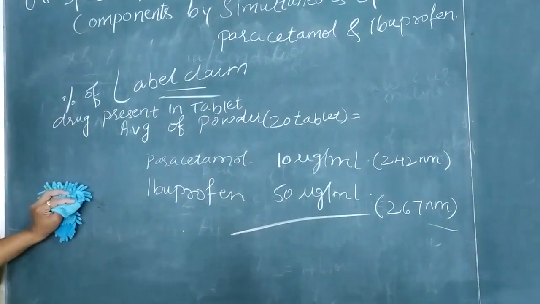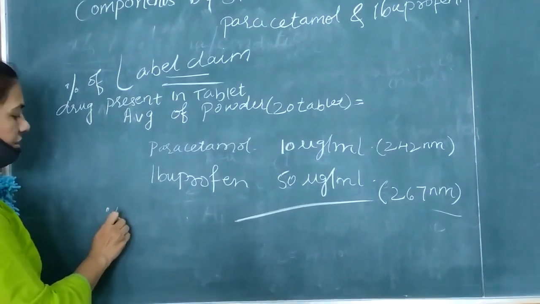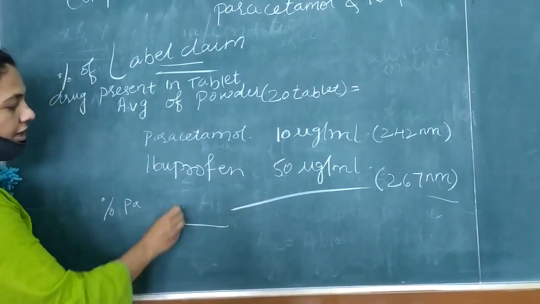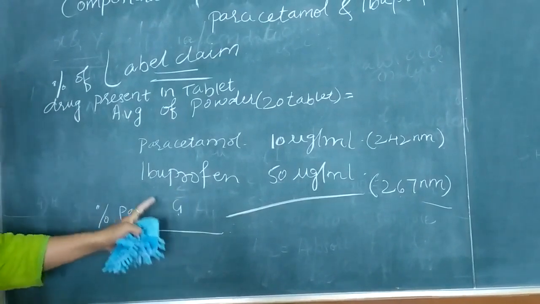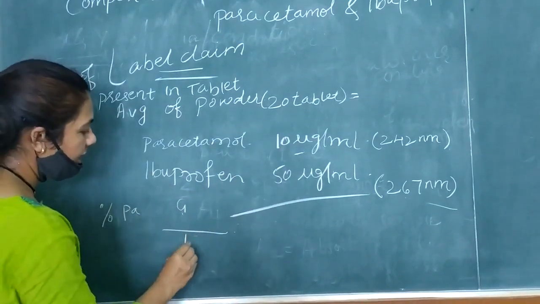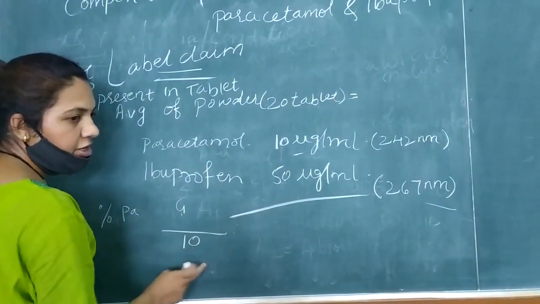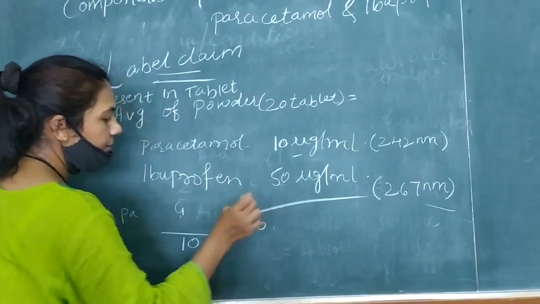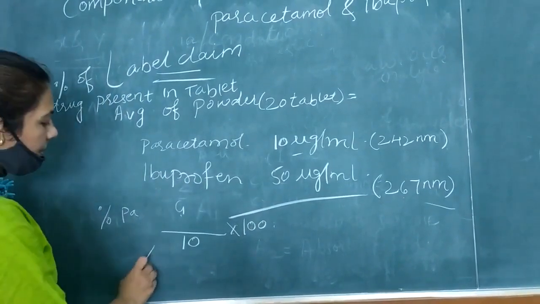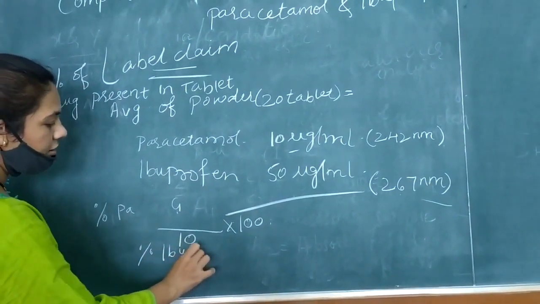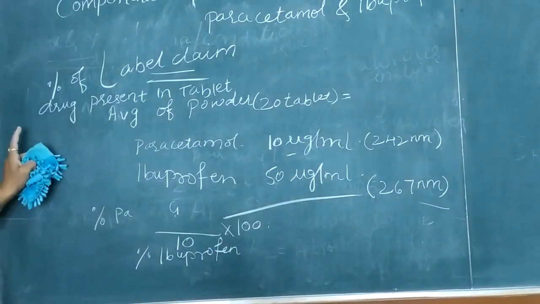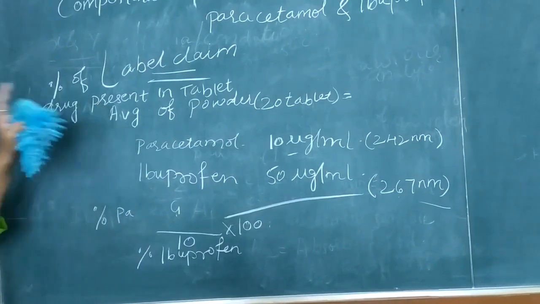From that we will calculate the percentage for paracetamol. The concentration obtained from the formula goes over the concentration we are taking, which is in the denominator, and for percentage we multiply by 100. From that you will get the percentage of paracetamol, and the same for the percentage of ibuprofen in your tablet. So from that you will get the percentage of paracetamol and ibuprofen in your given tablet.